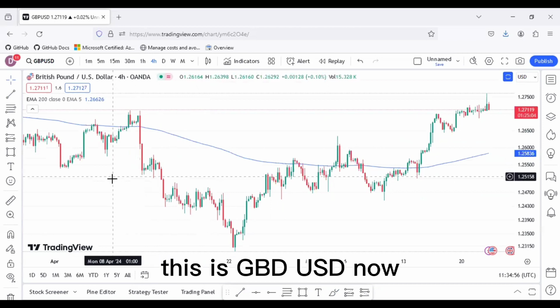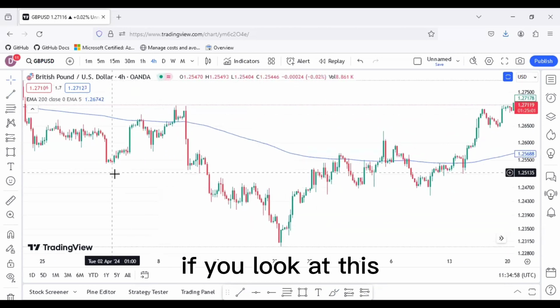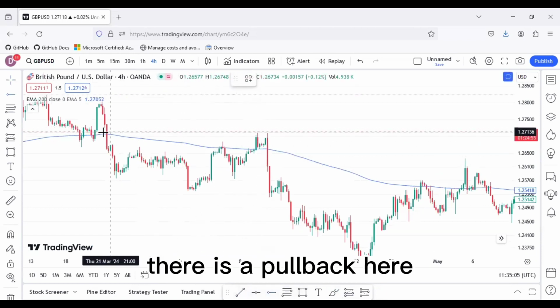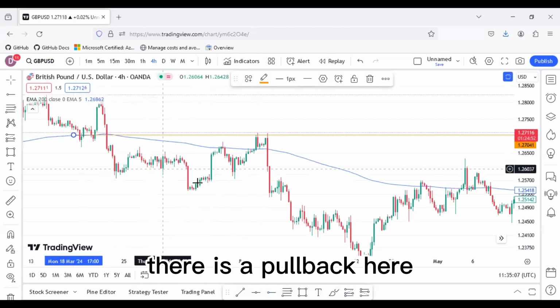This is GBP USD now. If you look at this, this price has a pullback here.